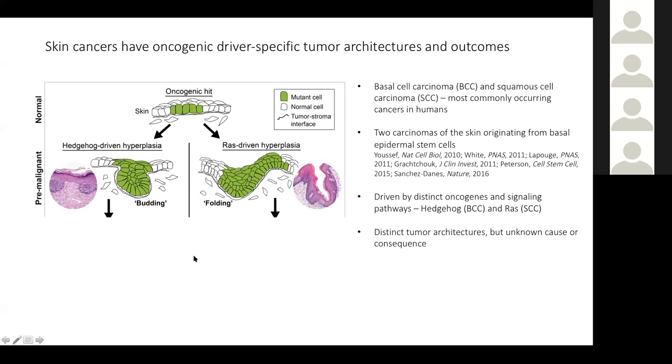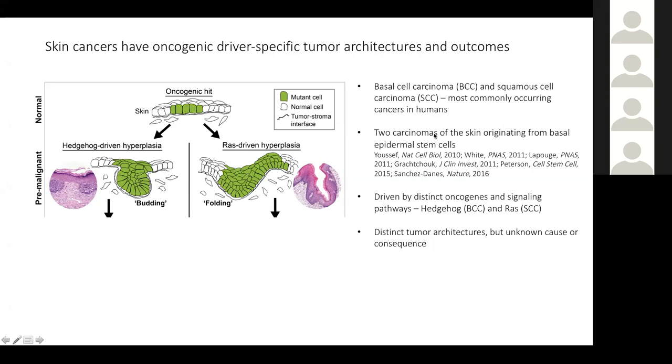So if a basal cell gets a mutation in the hedgehog pathway, it gives rise to what are called basal cell carcinomas. And what I realized was that they have these distinct features in terms of their shape, which we've termed budding. And I'll describe that more on the next slide. Whereas if a basal cell gets a mutation in the RAS or MAP kinase pathway, they give rise to premalignant lesions that we term folding.